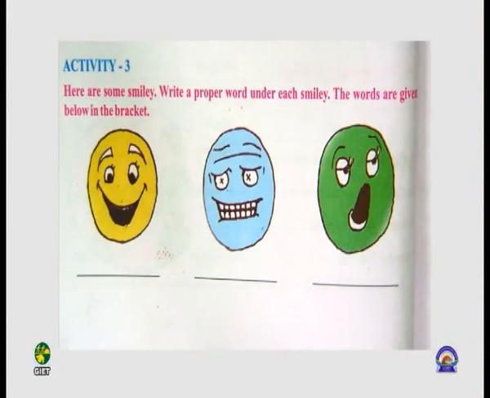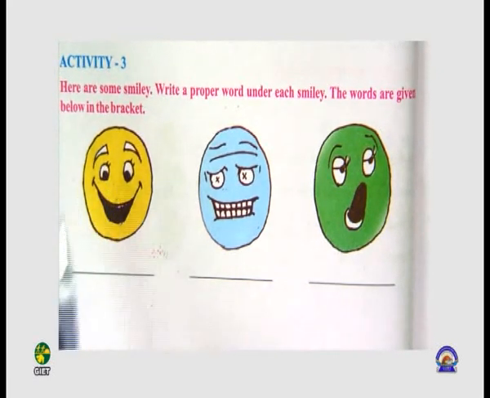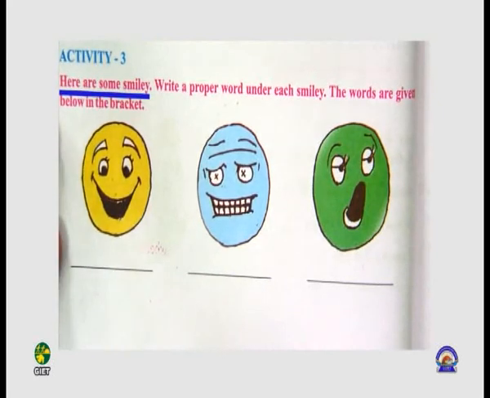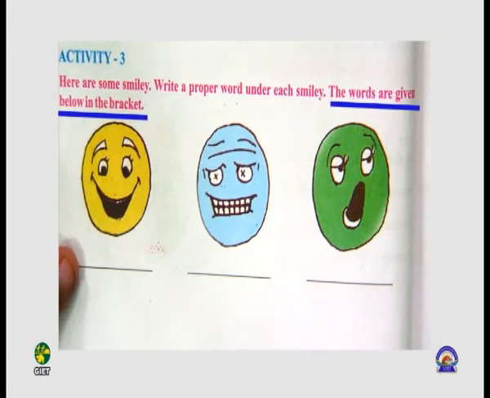Student, have you understood all these smileys? Yes, very good. Now, please open your textbook at page number 26 and see the activity number 3. Student, identify all these smileys. Here, activity number 3. Read the instruction. Here are some smileys. Write a proper word under each smiley. The words are given below in the bracket.